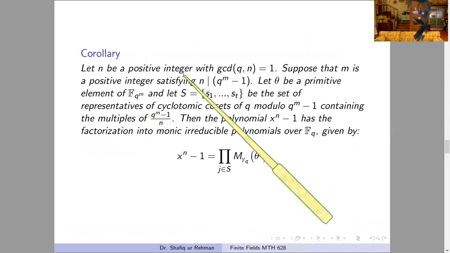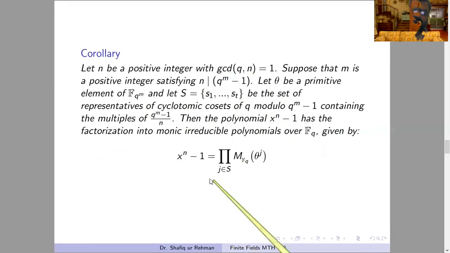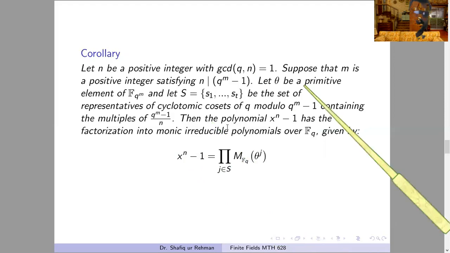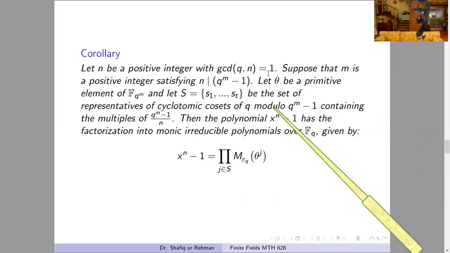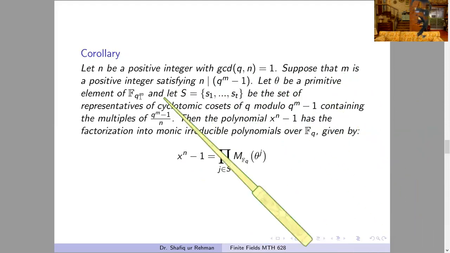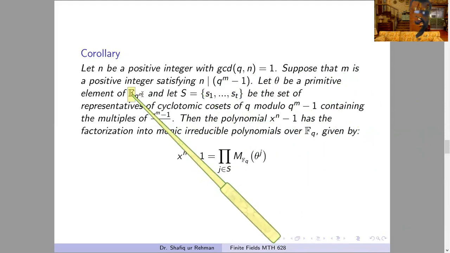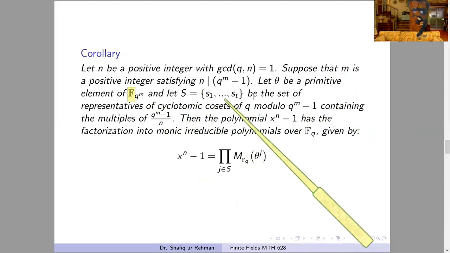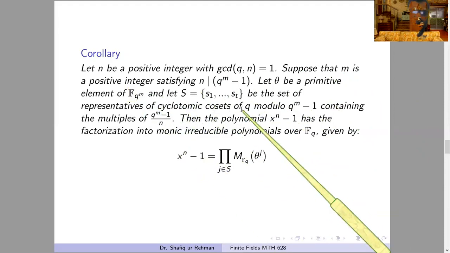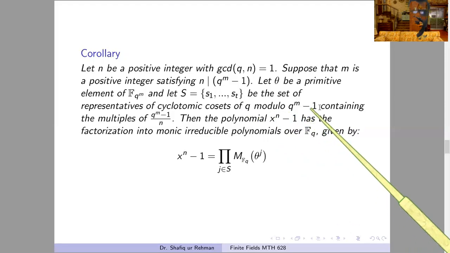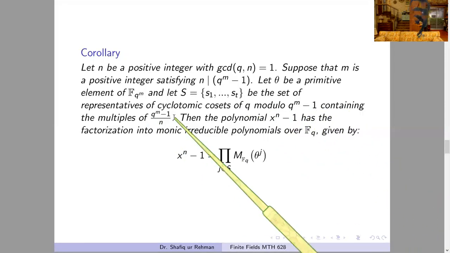Let n be a positive integer which is relatively prime to q. Suppose we want to factorize this polynomial over the field Fq. So what is required? This n should be relatively prime to q, and then we choose some positive integer m such that n divides q^m minus 1, and let theta be the primitive element in this field. If such m exists, then we consider this field and choose some primitive element. And now let S be the set of representatives of cyclotomic cosets of q modulo q^m minus 1 containing the multiples of this number.